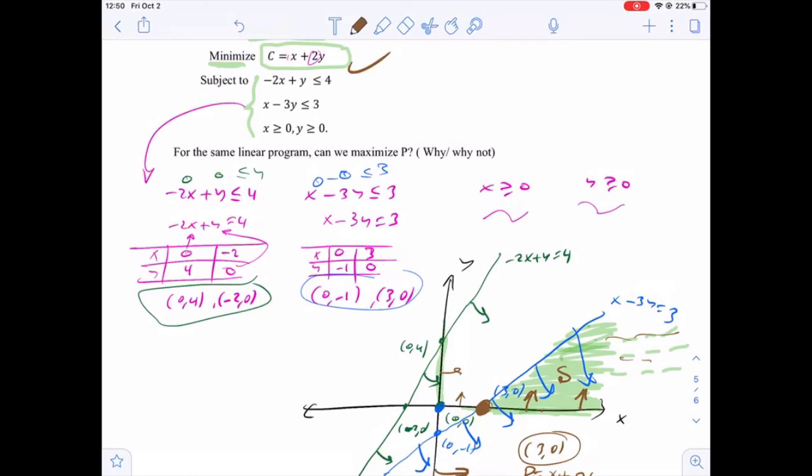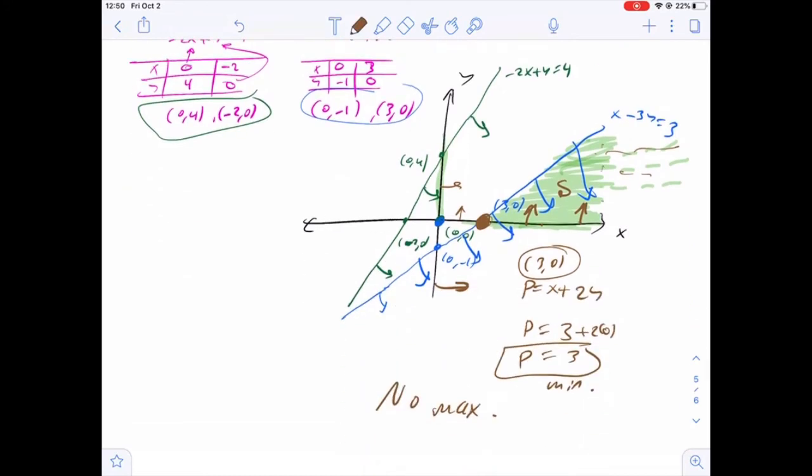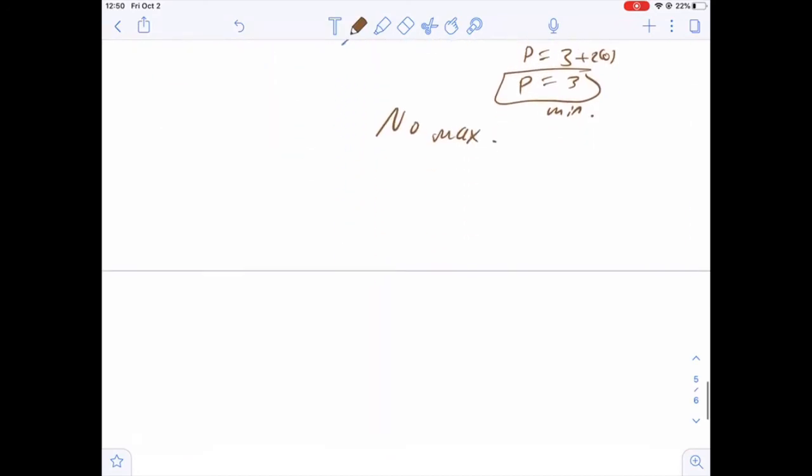So for the linear program, can we maximize? No. The reason is that we don't have points here, it's not bounded from above, so we can't find a maximum point.